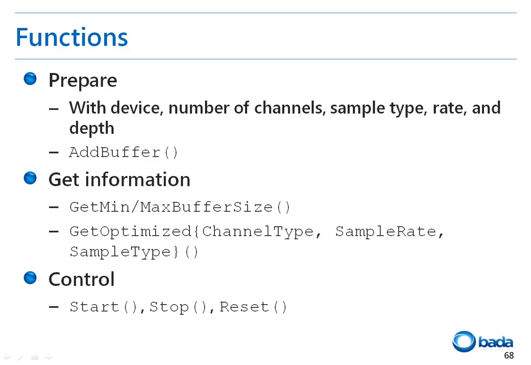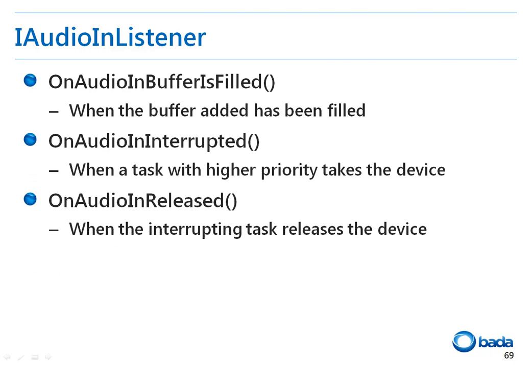Additionally, to actually perform a recording, the start, stop, and reset functions are provided. The listener used in AudioIn is IAudioInListener. This listener has the OnAudioInBufferIsFilled function, which is called when the AudioIn buffer becomes full. If a higher priority task takes control of the device, the OnAudioInInterrupted function is called. If the device is released, the OnAudioInReleased function is called.